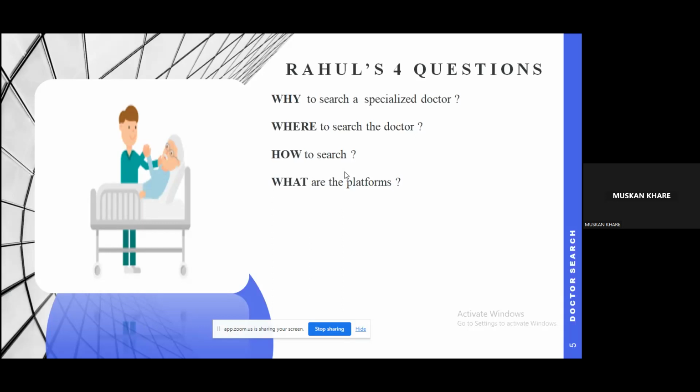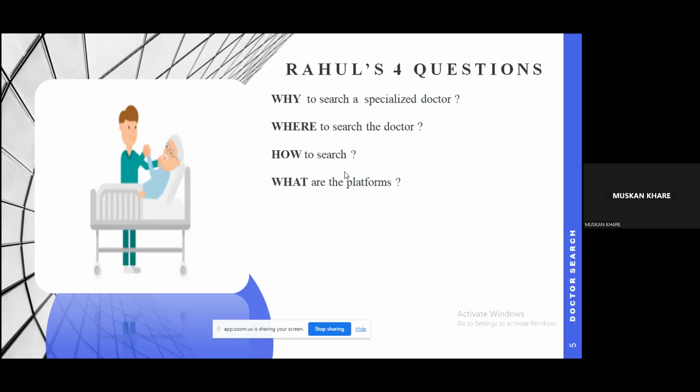Why search for a specialized doctor? Because his grandfather is suffering from various diseases. Because he is old, and in old age we can see many diseases. So he wants to know why he should go for a specialized one. He can go to any general physician, but no. Through this website he will know about the different specializations through which he can go, and he can get good treatment for his grandfather.